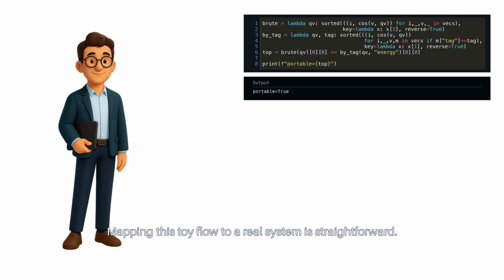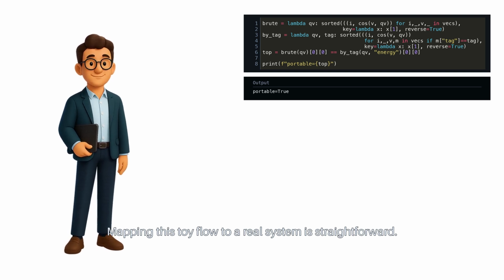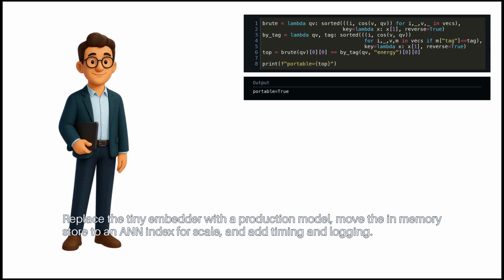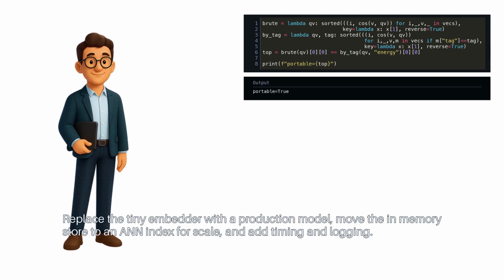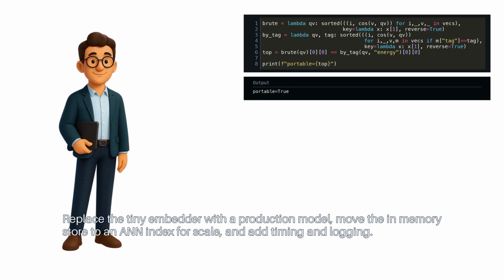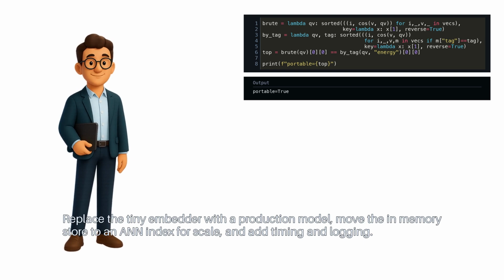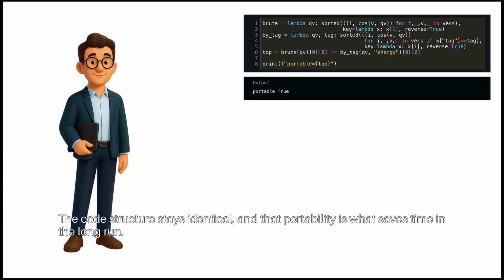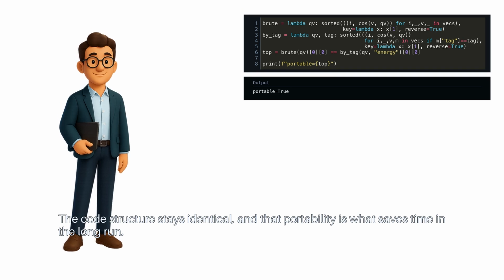Mapping this toy flow to a real system is straightforward. Replace the tiny embedder with a production model. Move the in-memory store to an ANN index for scale, and add timing and logging. The code structure stays identical, and that portability is what saves time in the long run.